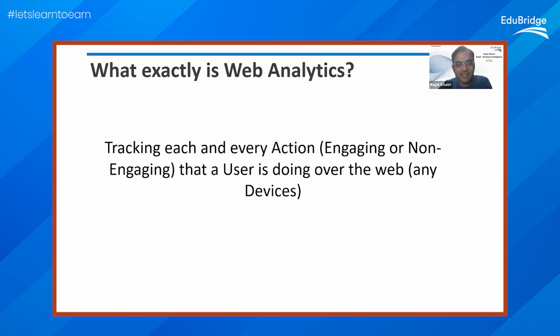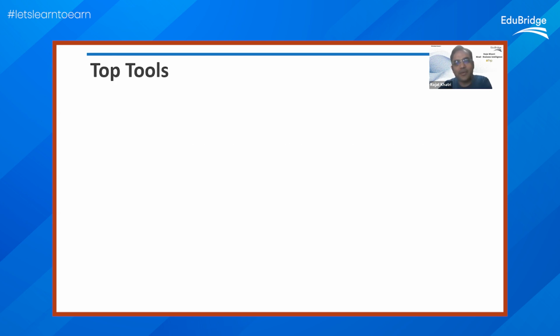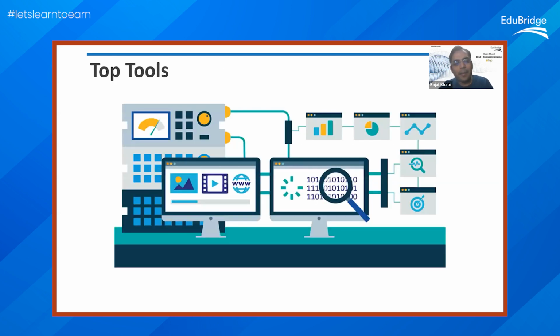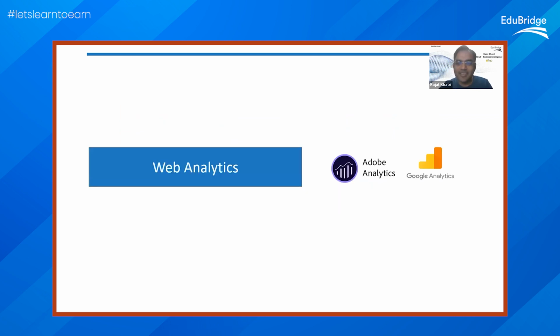So now what is yet another thing that we need to understand: what are the best tools in the market that are being used to track web analytics? By default, there are two tools. One is Adobe Analytics and another one is Google Analytics. Now, let me spend a couple of minutes telling you the difference between these two. As you know, one is an Adobe product, one is a Google product.